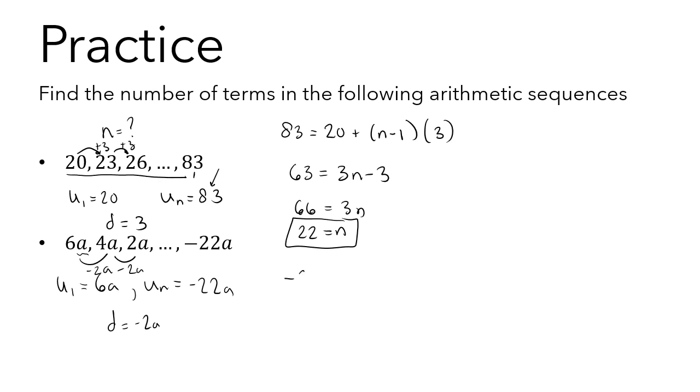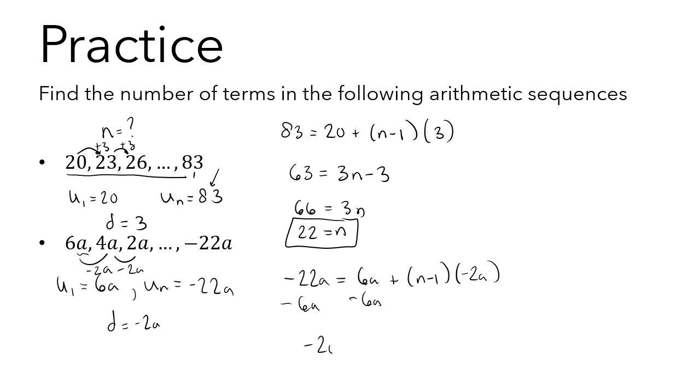So we can write it out. -22a is going to equal my first term, 6a, plus n minus 1 times d, which is -2a. We don't have to actually solve for a, we're just solving for n. So let's subtract 6a here.